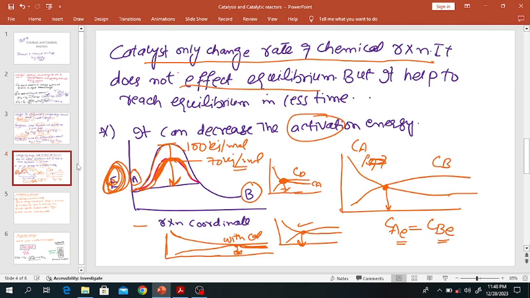Suppose this is the activation energy without catalyst and this is the activation energy with catalyst. So it decreased the activation energy. Without catalyst, suppose the activation energy was 100, and with catalyst, the activation energy is decreased to 70. And this is the activation energy.